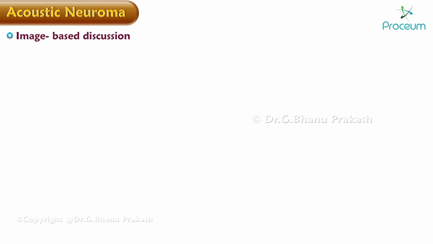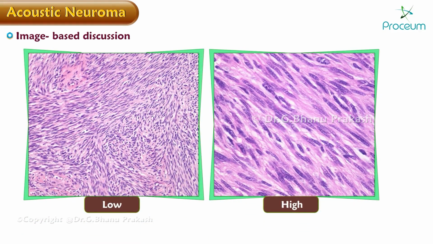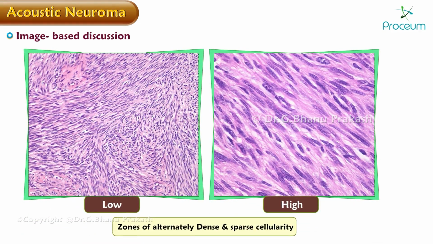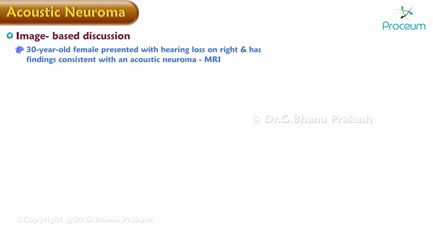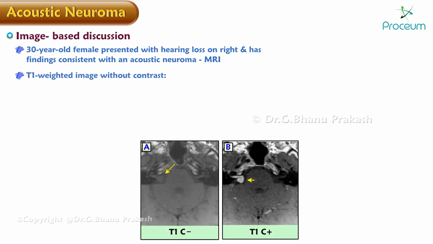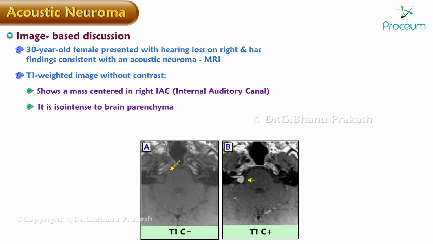Image-based discussion. Here's an image of low and high power magnification of acoustic neuroma with zones of alternately dense and sparse cellularity. This 30-year-old female presented with hearing loss on the right and has findings consistent with an acoustic neuroma on the following magnetic resonance imaging. The T1 weighted image without contrast shows a mass centered in the right internal auditory canal. It is isointense to the brain parenchyma.